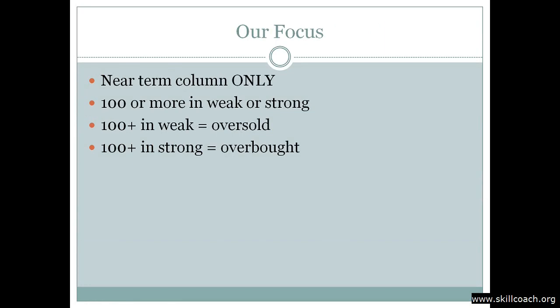So let's revisit that focus, right? We're looking for near-term only. If 100 or more are in the weak column, then that means that we would expect an oversold condition to exist. If 100 or more are in the strong column, we would expect an overbought condition to exist, which then would prompt action.